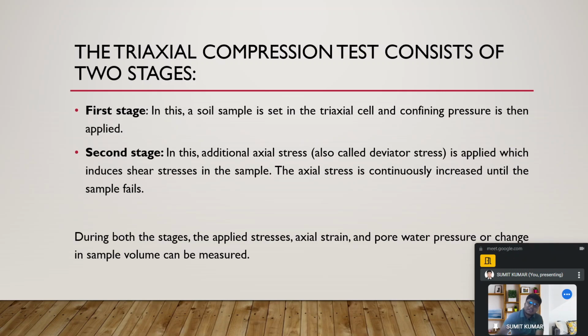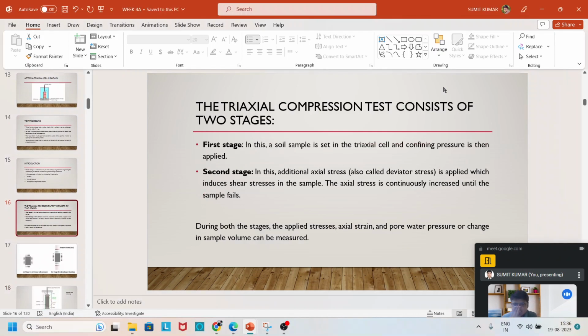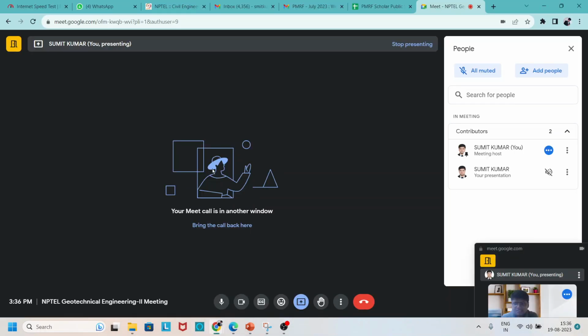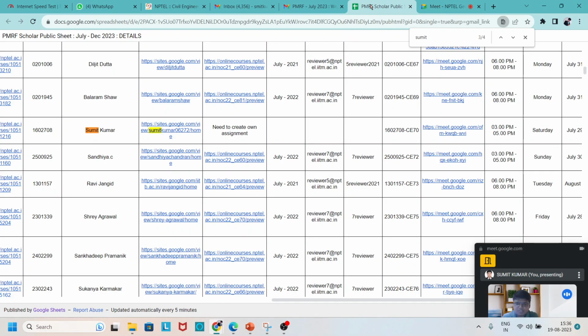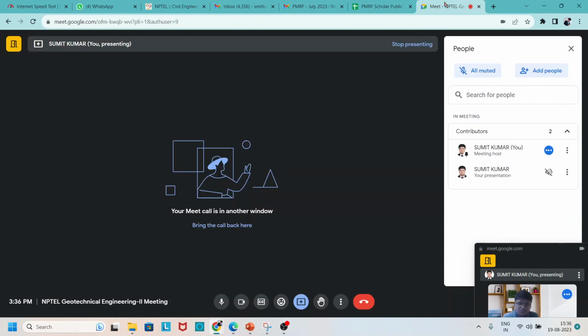Moving ahead, the triaxial compression test consists of two stages. The first stage is that the soil sample is set in a triaxial cell where confining pressure is applied. When we talk about the confining pressure, it means the pressures we apply in order to develop the stress, to get the value of sigma 3. So that's what we are doing.